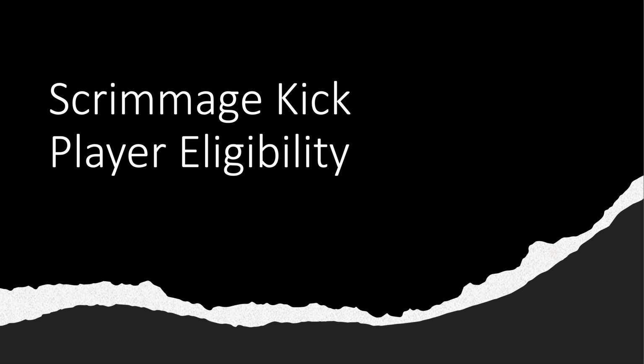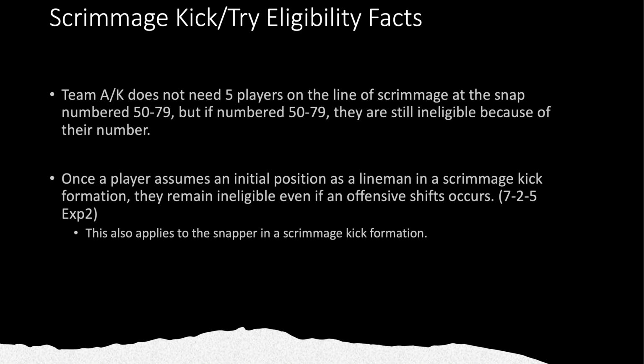When looking at scrimmage kick player eligibility, remember we reviewed earlier that the kicking team does not need 5 players on the line of scrimmage at the snap that are numbered 50 to 79, but if they are numbered 50 to 79, they are still ineligible and always ineligible because of their number. And then once a player assumes an initial position as a lineman in a scrimmage kick formation, they remain ineligible even if and when an offensive shift occurs. So this also applies to the snapper in a scrimmage kick formation as well. So let's take a look at a couple of examples here.